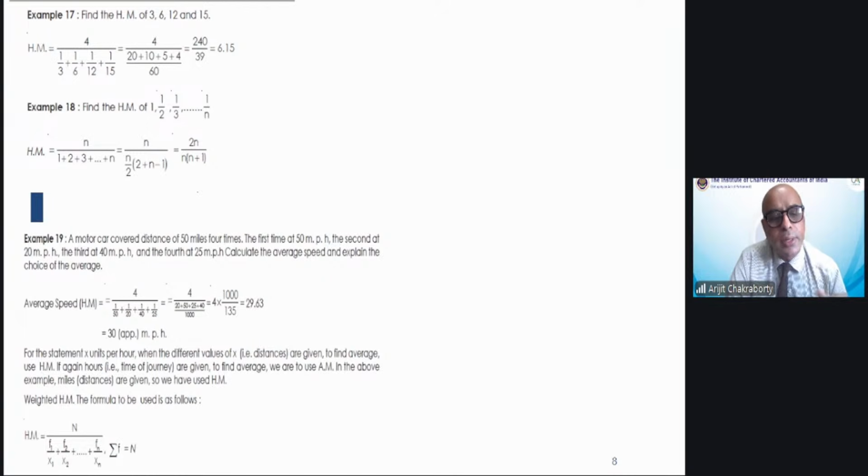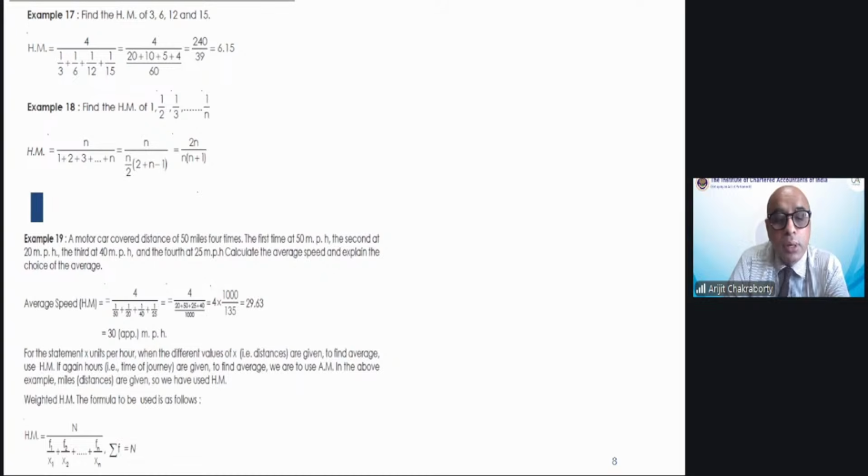And as a result, consequently, there are 4 values given: 50, 20, 40, and 25. So in the numerator, we have 4. In the denominator, we are adding up the reciprocals of these numbers. Consequently, it comes to 29.63, which can be rounded off as 30.